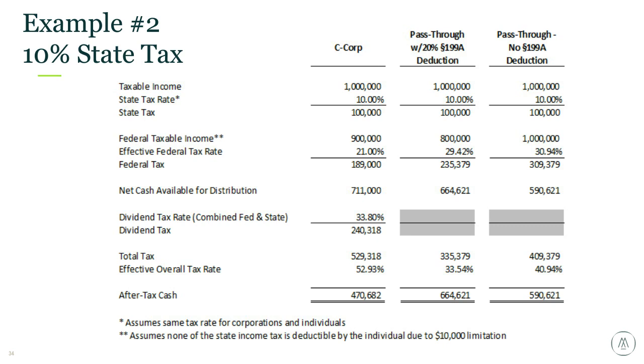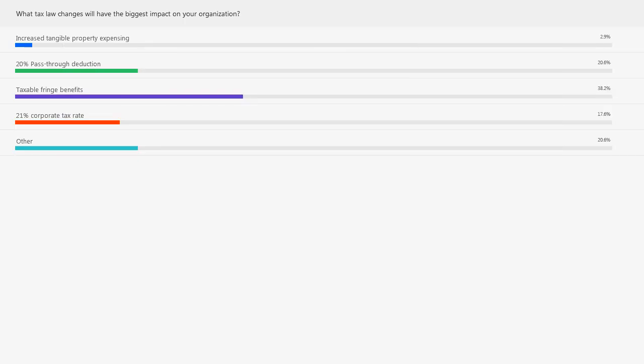Okay, let's see what we got. So it looks like a lot of the people on the call today think the taxable fringe benefits will have the biggest impact, followed pretty evenly by the other areas. What's interesting is the increased tangible property expensing didn't get any answers. So maybe I'll let Todd and Rob speak to that a little bit.